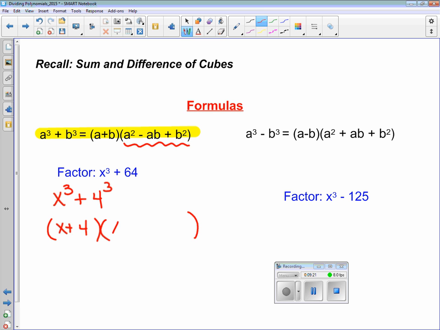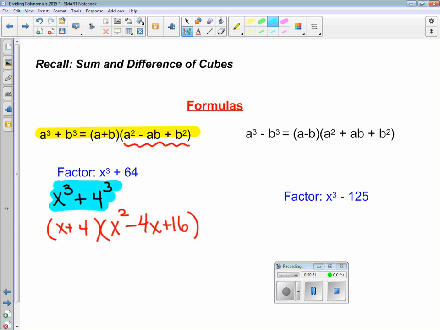X squared. And then notice my sign here is a minus sign. And then it says A times B. So in our case, it's going to be X times 4. In other words, 4X. And then I have B squared, which is going to be 4 squared, which is 16. And that is the factoring. I cannot emphasize enough the importance of this step.